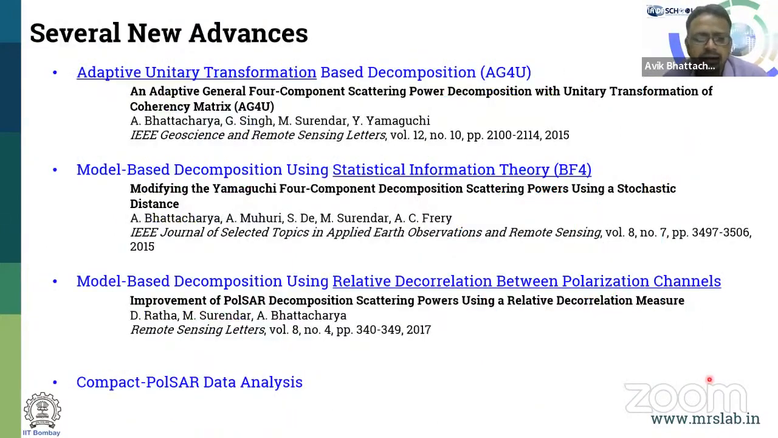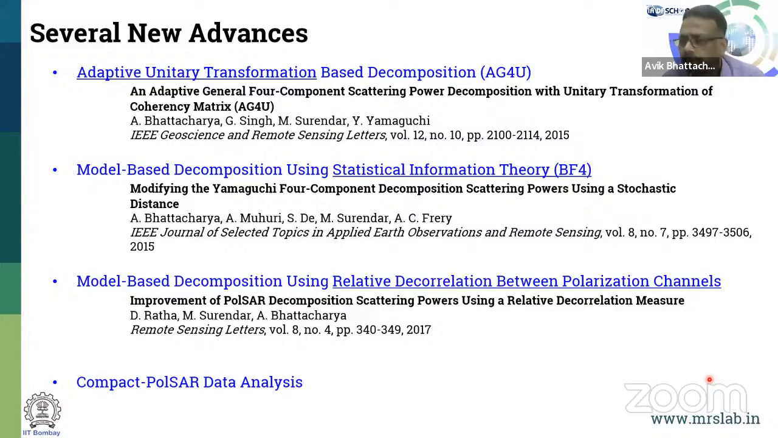After this, there have been several new advances proposed. Some of them are based on unitary transformation. One utilizes statistical information theory. This is the only one which is available in the literature. It's a model-based decomposition, so it incorporates model-based and statistical information together to give information about the scattering mechanism. There has been model-based decomposition which utilizes information from decorrelating the polarization channels. And there are certain ones which have been utilizing compact polarimetric SAR data.